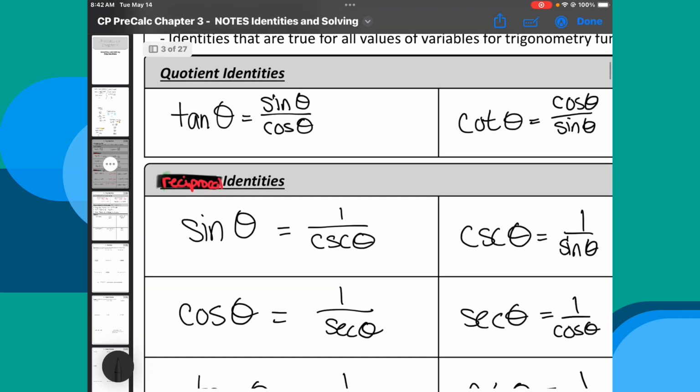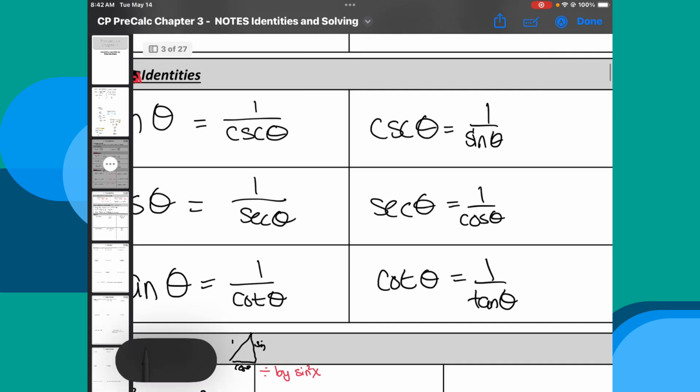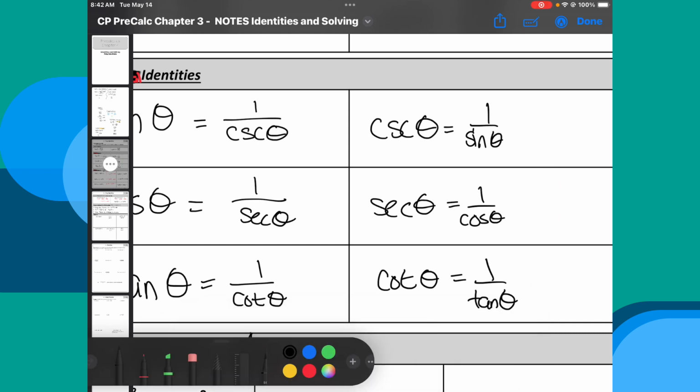We know that our three original trig functions, sine, cosine, and tangent, all have reciprocal functions. So sine's reciprocal is 1 over cosecant, cosine is 1 over secant, and tangent is 1 over cotangent. That means that cosecant is 1 over sine, secant is 1 over cosine, and cotangent is 1 over tangent. So those we're all familiar with at this point.